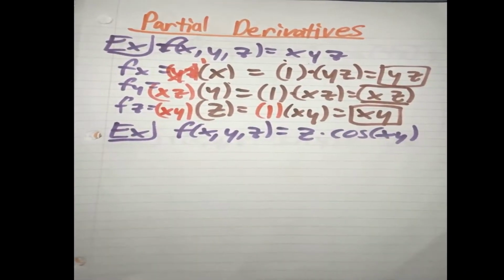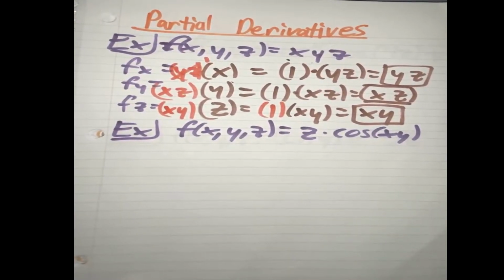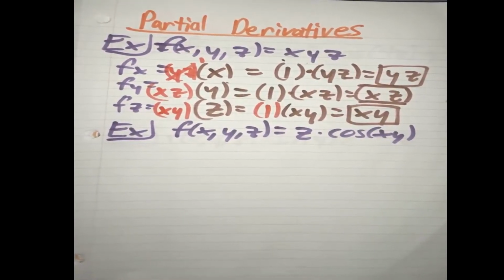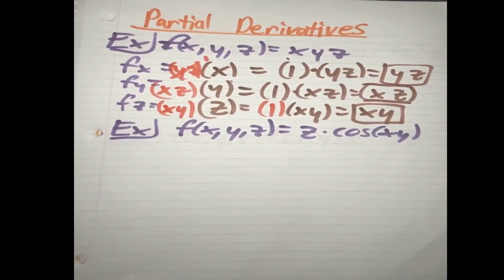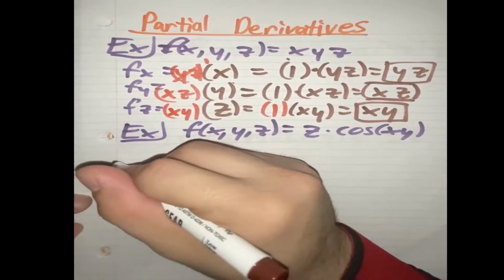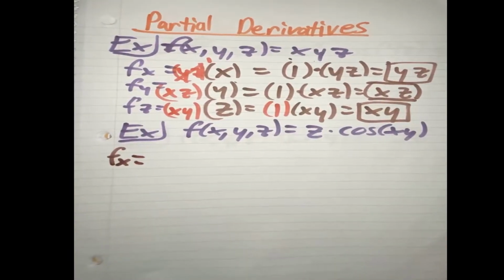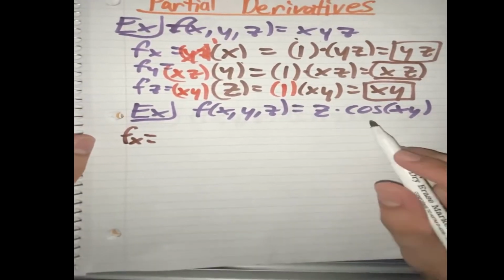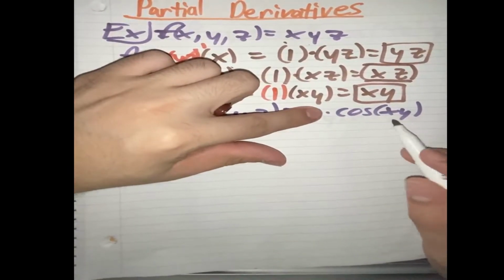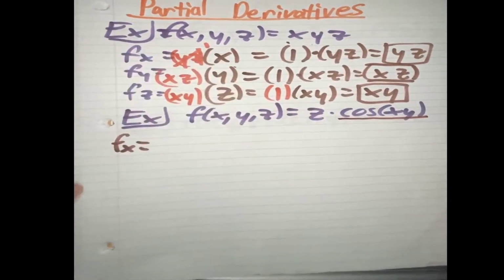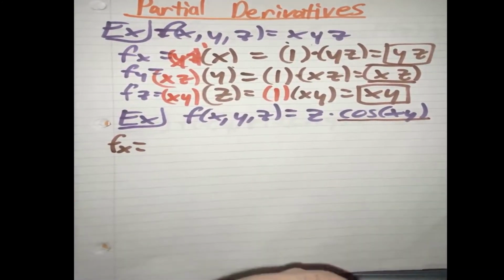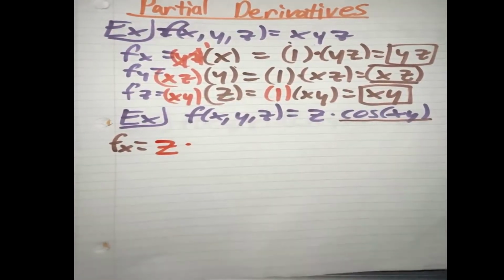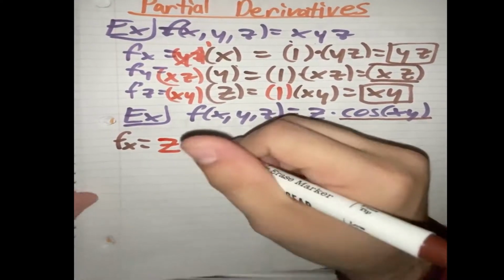So now we're going to do our second example. Right here, we are given a function of z times cosine xy. It's a little bit trickier, but it's still the exact same thing. First, we're going to find the partial with respect to x. When we're taking the partial with respect to x, since they're being multiplied, we treat z as a constant. So we're really only focused on the cosine of xy. For constants, I'm going to just have them in red.